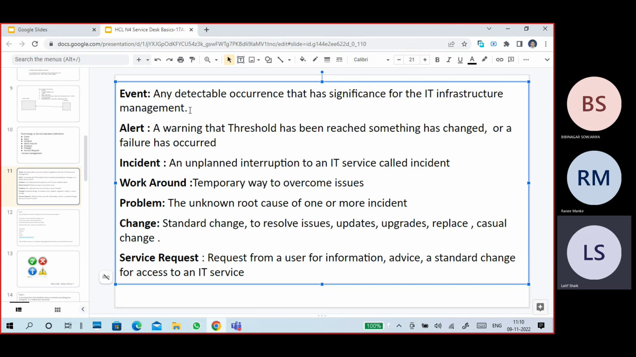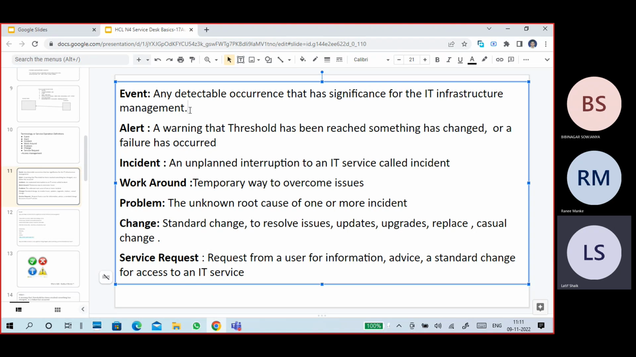a warning that a threshold has been reached, something has changed, or a failure has occurred. It is generating a warning, like your disk is full. Disk is full is an event, a warning event. When that event occurs in your system or in the event monitoring system, the alerting or alarm system immediately sends a notification to the people who are monitoring or who are in the service desk.